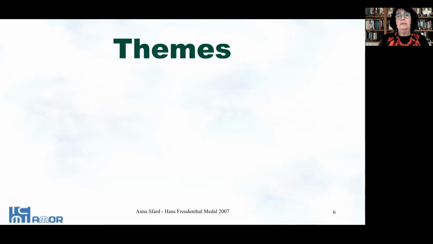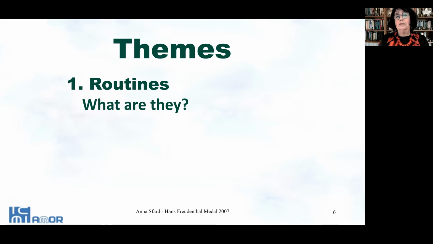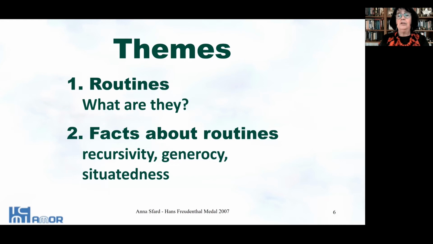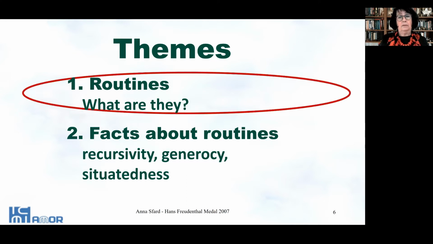I will begin with explaining the idea of routine, and will then present a few facts about routines that can be derived either directly from this commognitive definition or from current research on learning, and especially those from the cutting-edge neuroscience. So let me begin from the beginning.